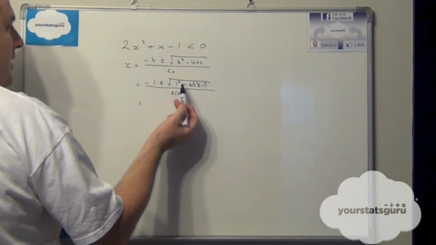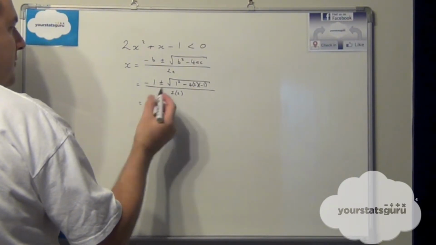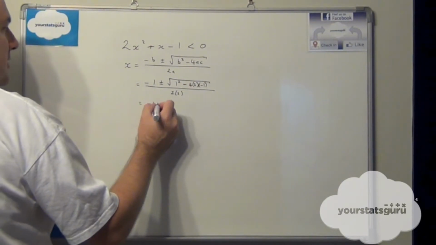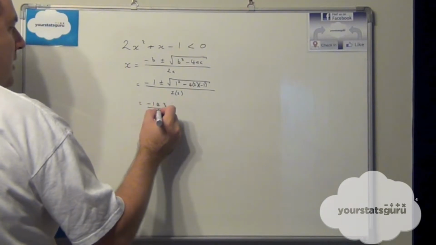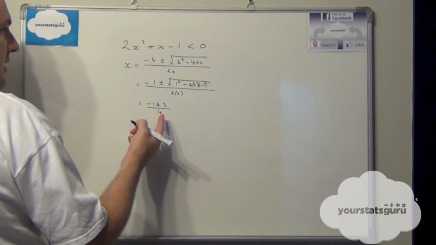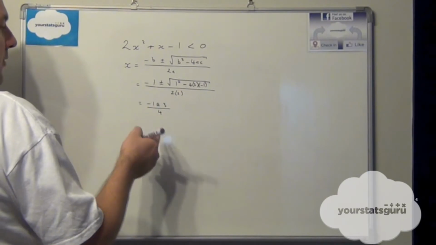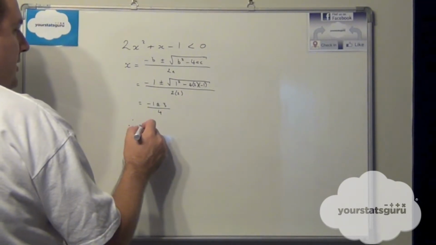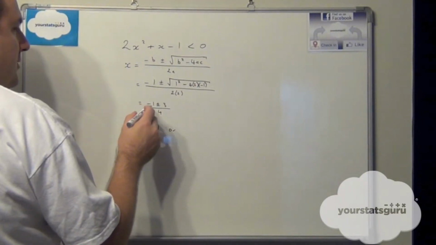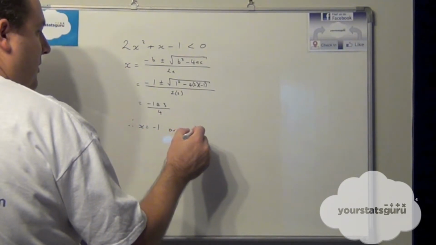1 squared is 1, 4 times 2 is 8, so that'll be plus 8, which makes that minus 1 plus or minus the square root of 9, which is plus or minus 3, over 4. So minus 1 minus 3 would give me negative 4, so that would be negative 4 over 4, which is minus 1, so therefore x equals minus 1, or minus 1 plus 3 is 2 over 4, so x would be a half.